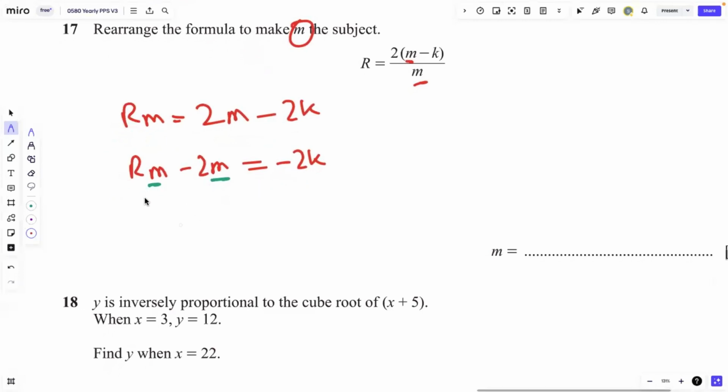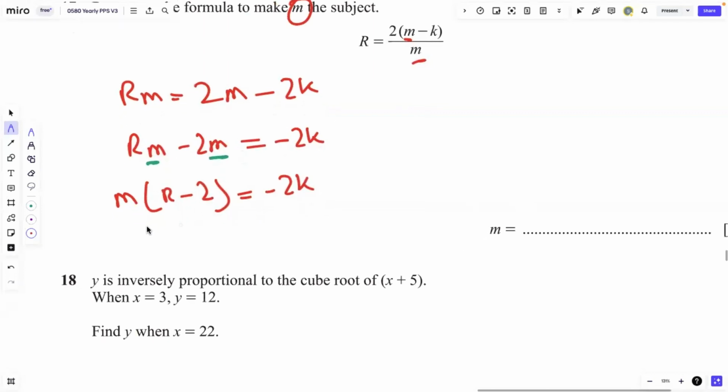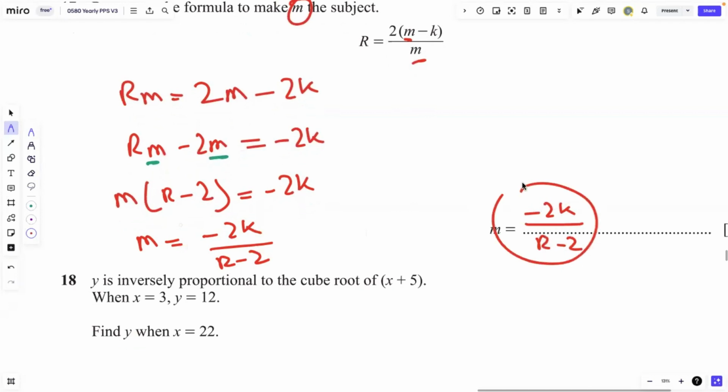Now the best part is, when you do have both the terms on the same side, you can take out common, and that's how you make the two terms into a single term. And now since r minus 2 is being multiplied, it will go on the other side and get divided. So it's just going to be this. So the final answer is minus 2k over r minus 2. That's your final answer for this part.